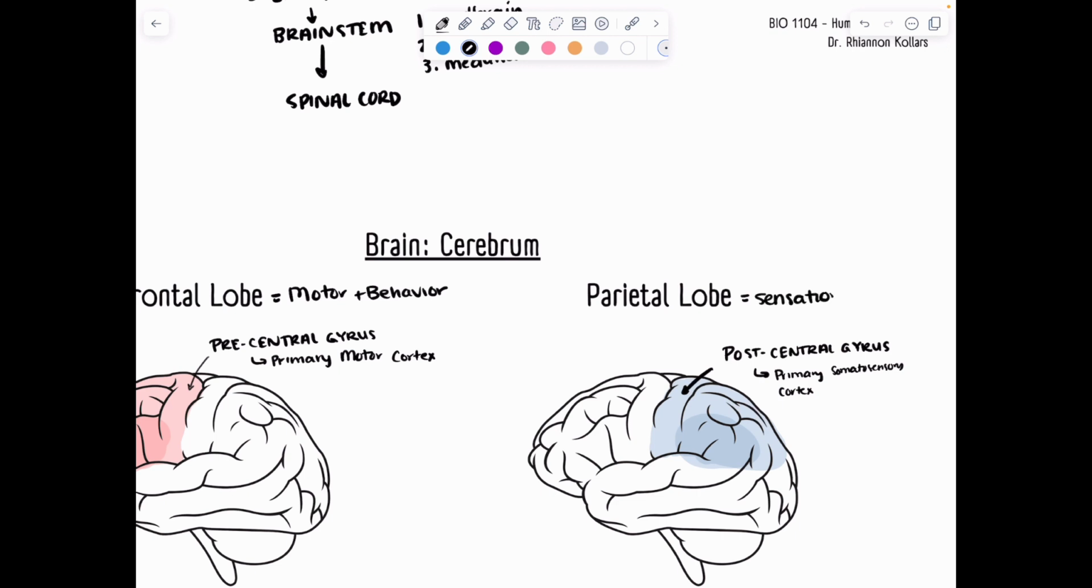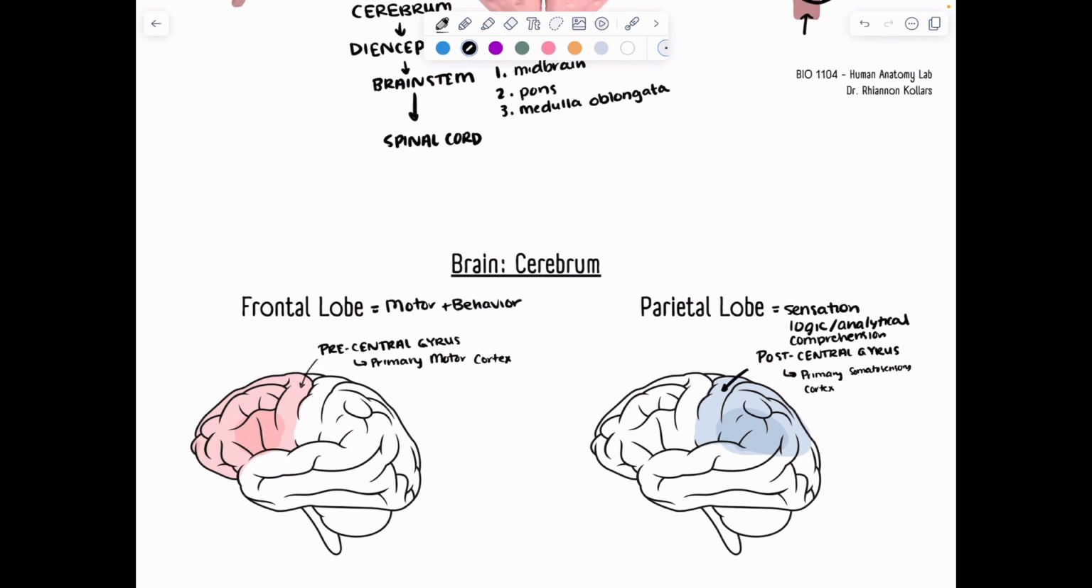It also is an area where we have logic and comprehension of things like math. This is like our analytical lobe.